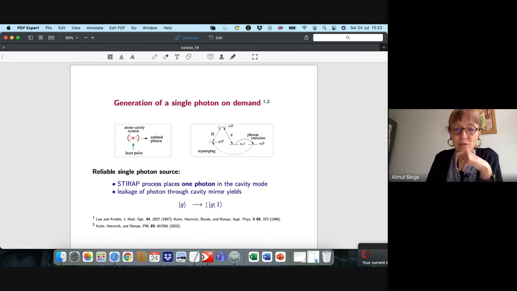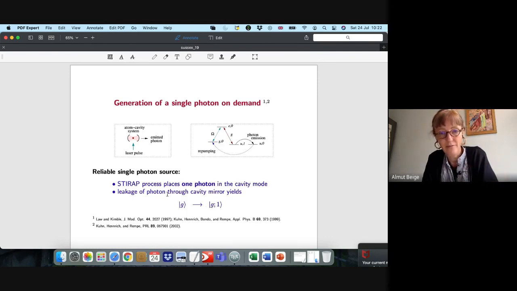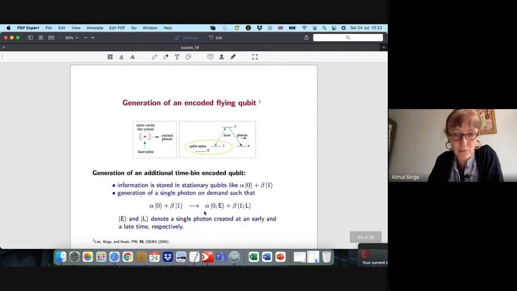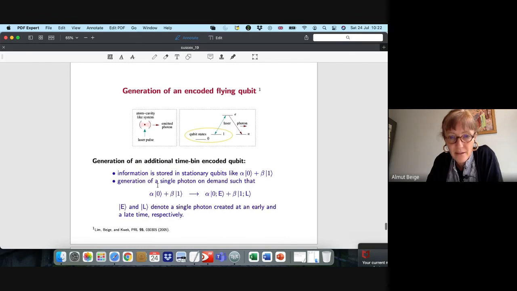But one thing that is not forbidden is to do some double encoding. So I have a quantum system in a state G, and then produce a state G and 1. So if your atom is initially in G, you create exactly one photon. That you can do. For example, if you have a superposition, like this would be a qubit state, you have two atomic states that encode your information. Then what you can do is a double encoding.